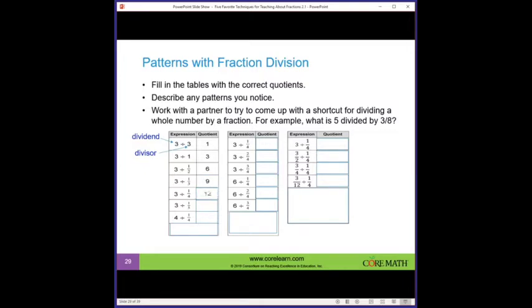How many fourths in a 3? There's 12. How many fifths in a 3? I can count those on a number line. See, there's 15 of them. And how many fourths in a 4? There's 16. Now I can ask students to look for a pattern in their answers.